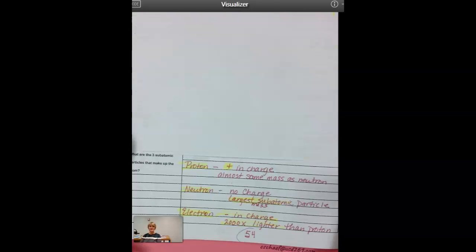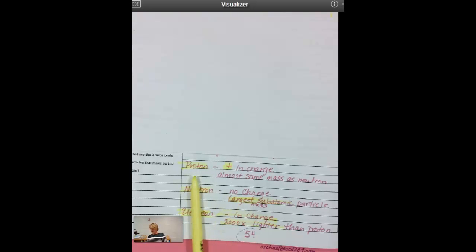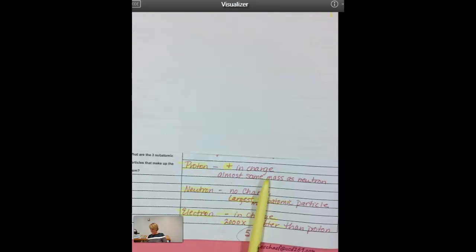Okay, so the next three things that we're going to talk about are the three subatomic particles. We've already found them in our chart, but let's talk about them again in case you don't have stuff written down. We know that the proton is positive in charge. It has almost the same mass as the neutron, although the neutron is slightly larger. So the neutron is considered the largest by mass of the subatomic particles. Very similar in size, although the neutron is slightly larger. Remember, the neutron has no charge.